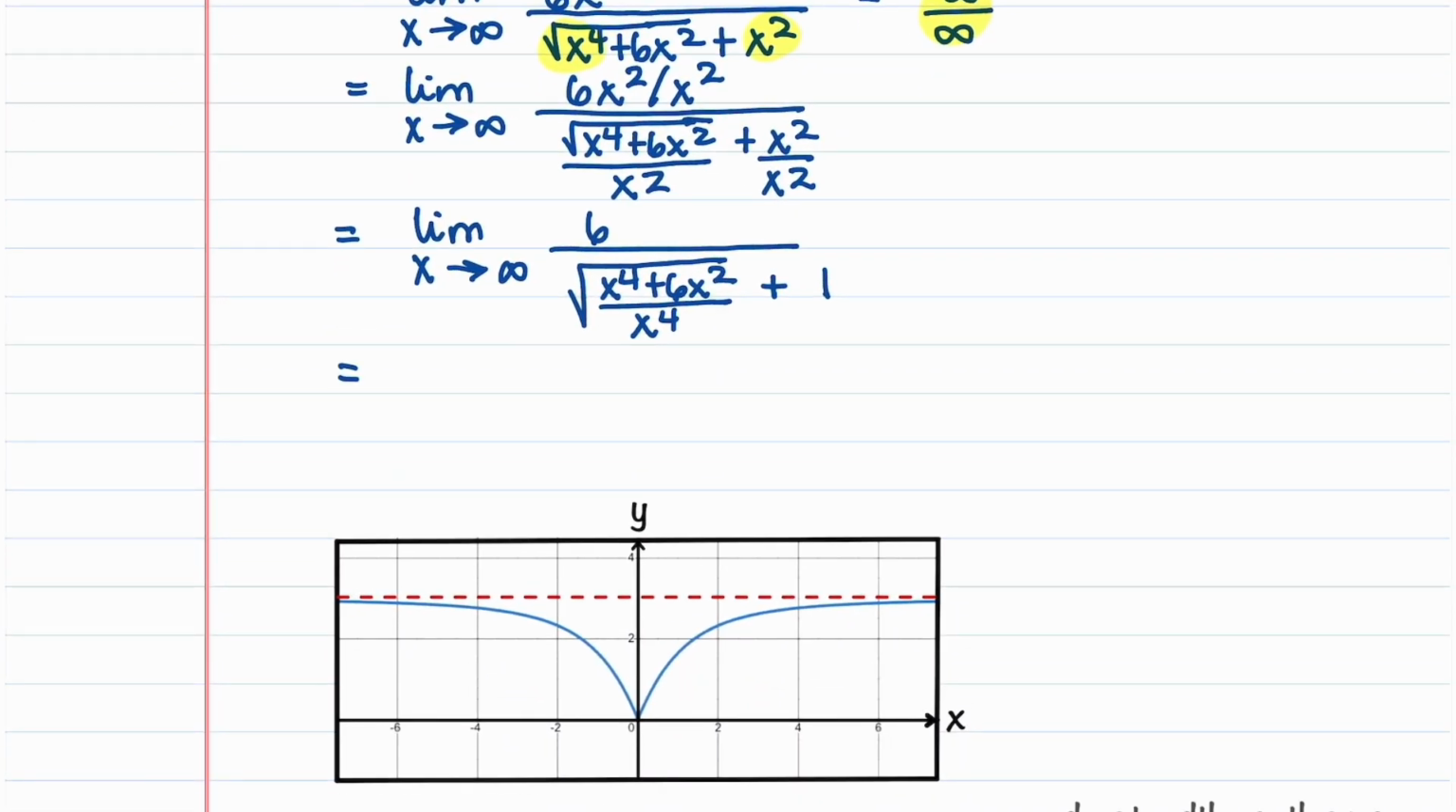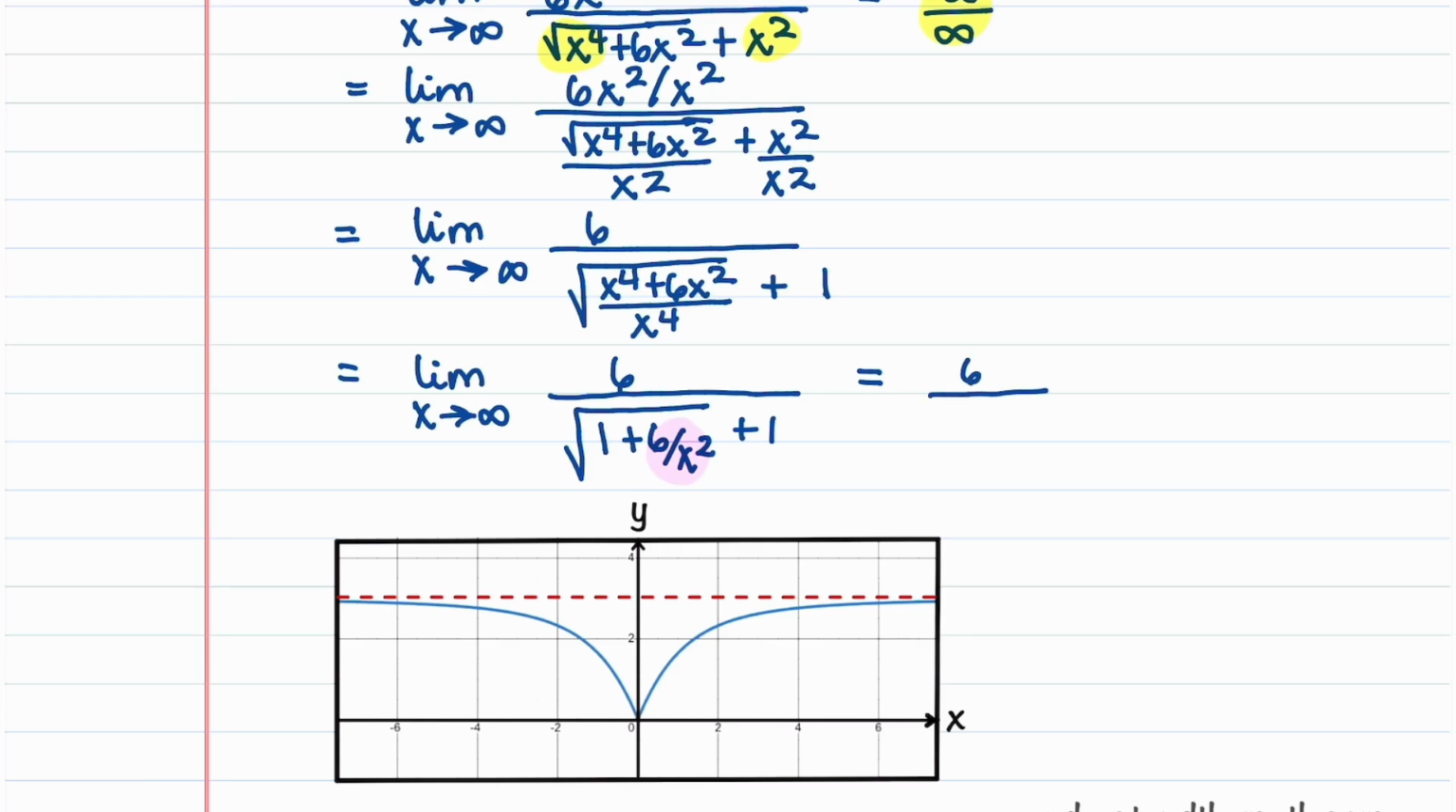Hang with me, we're almost done. We have one more step to do. On the top, we have a 6. Now we're going to divide out this x to the fourth. This is going to give us a 1 plus 6 over x squared, plus 1. Now we can plug in. X is going to go to infinity. So this term is going to go to 0, and we have a 6 all divided by the square root of 1, plus 1. So this is 6 divided by 2, which is equal to 3. So our limit is equal to 3.